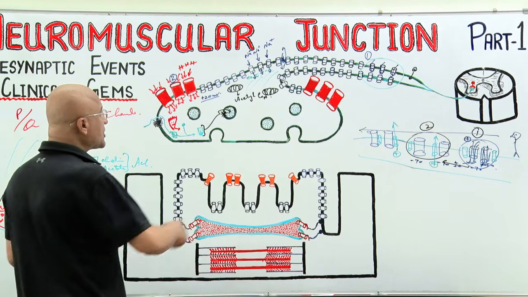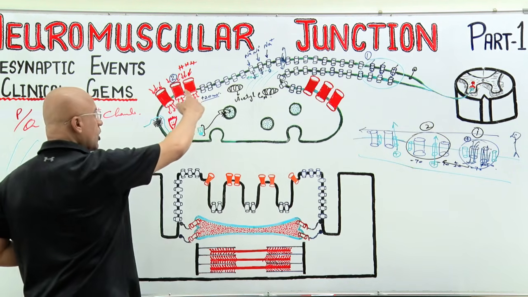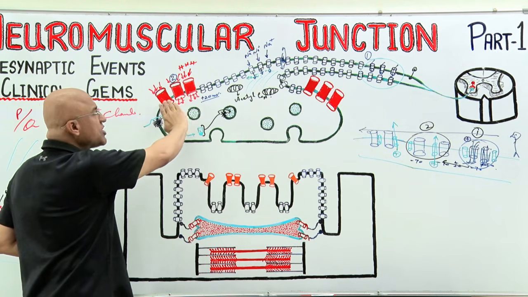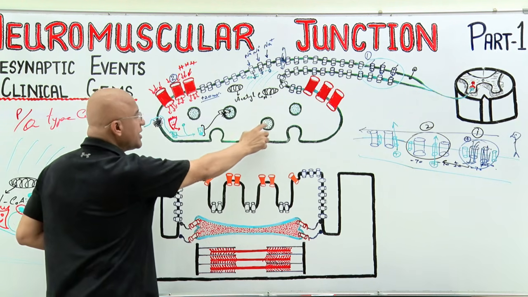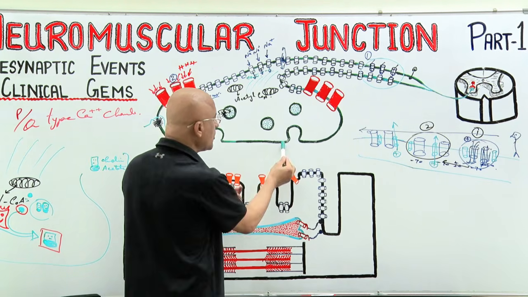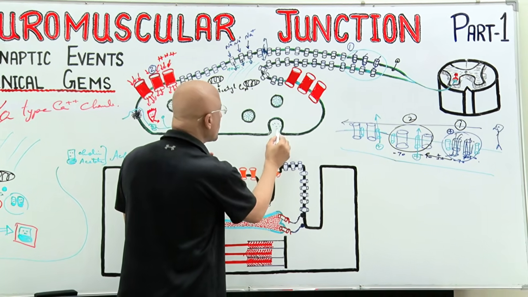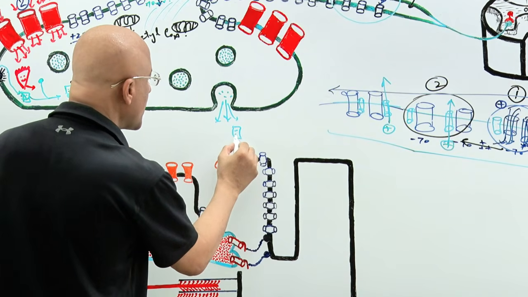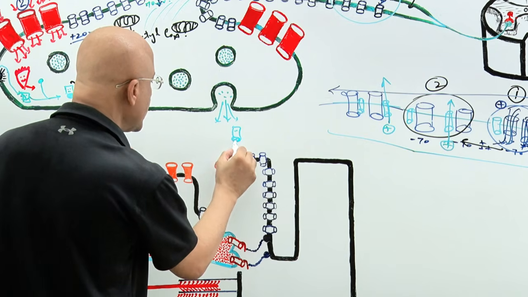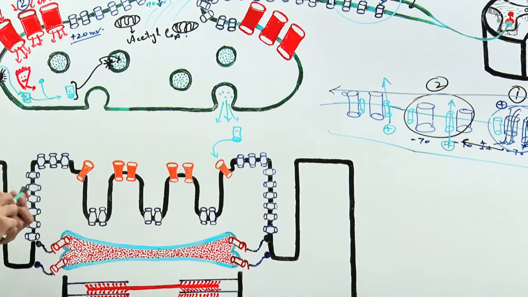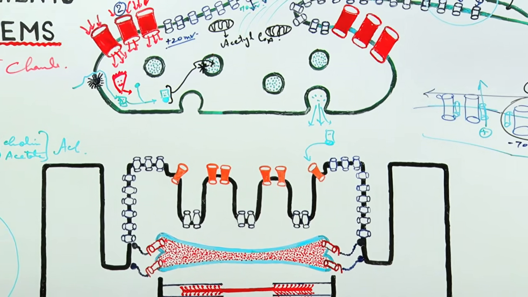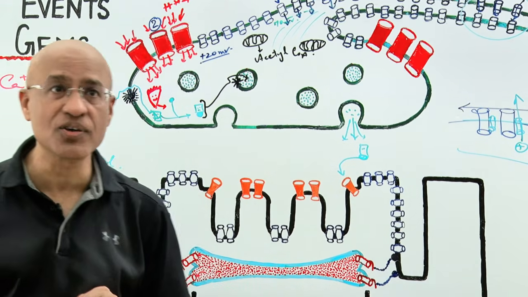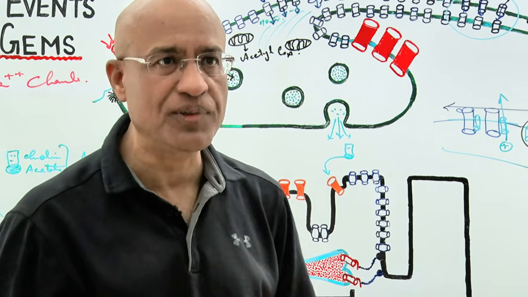Now, when an action potential, or a wave of depolarization, comes, if I skip many steps, I will just say that these vesicles fuse with the membrane and acetylcholine is released out. It comes over here, and then it will work with special nicotinic cholinergic receptors. But no, I don't teach like that. I will tell you all the steps, all the molecular machinery, and what the clinical importance of that is, right?